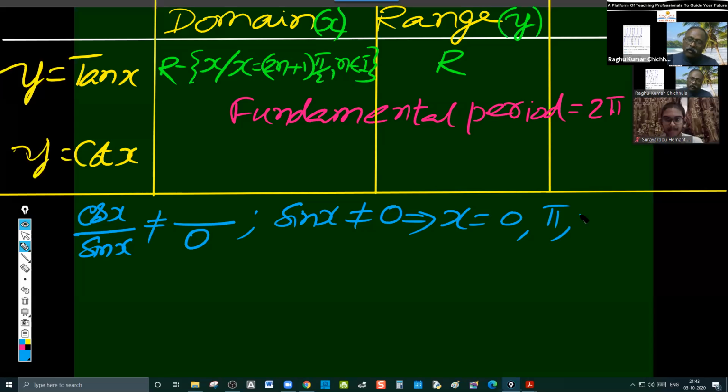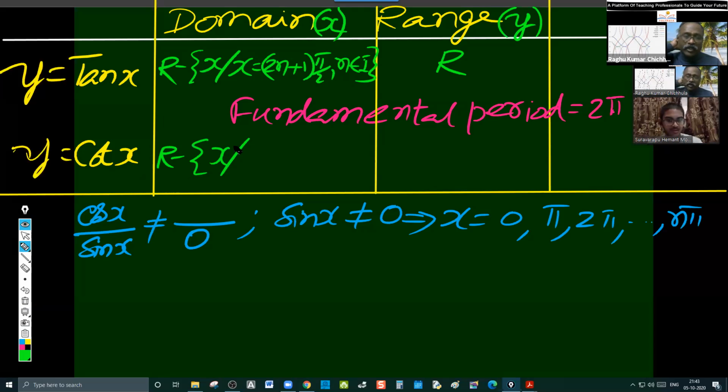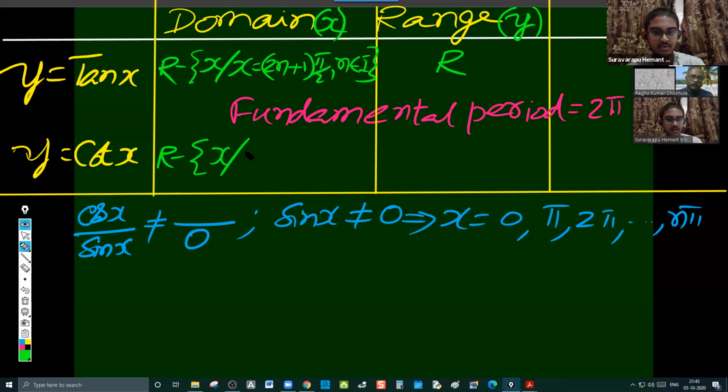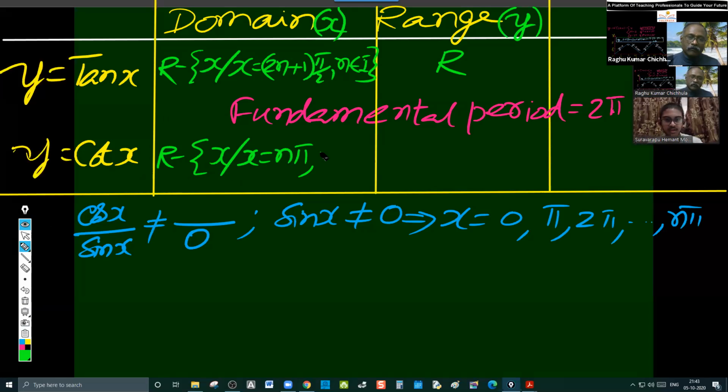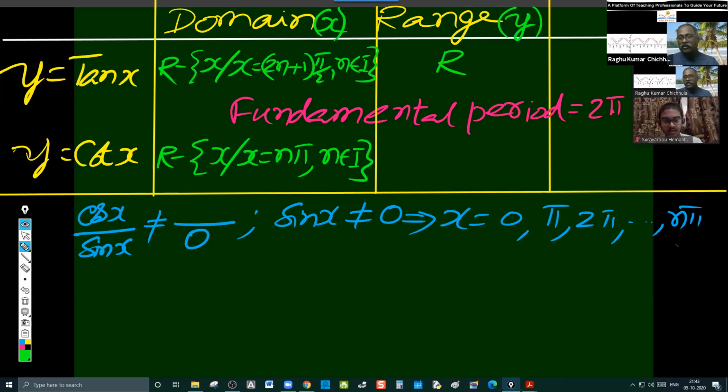Come on, tell me now, what should I write in place of the domain of cot x? R minus, this is a set notation, x such that x is equal to n into pi, n belongs to I. Any integer. This is what I wrote, this is a general form.